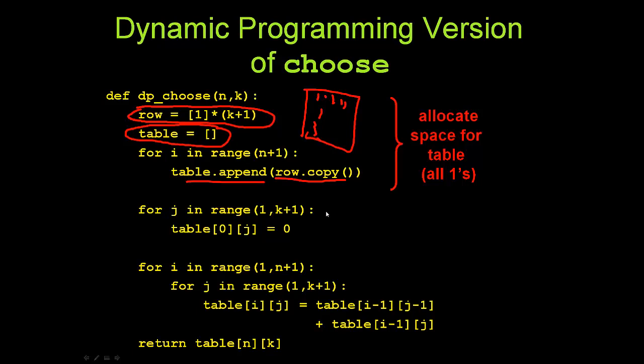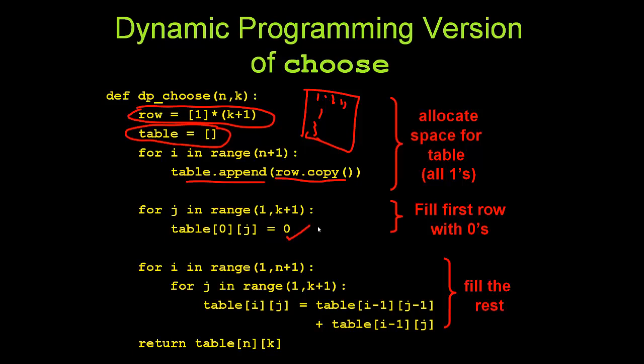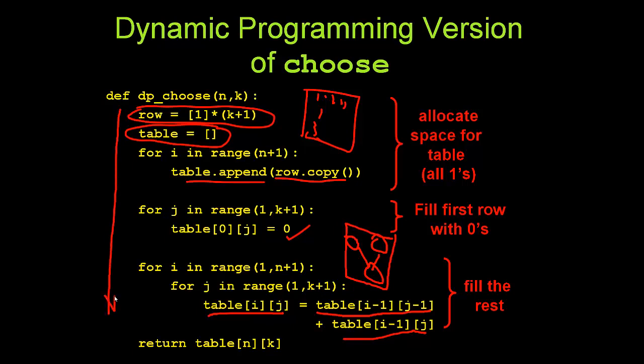Now, we know that the first row is all zeros, so we fill the first row of the table with all zeros. Subsequently, the rest of the rows are filled by adding, remember, these two entries. You add them together, you get the third entry down here. So basically, table[i][j] is table[i-1][j-1] plus table[i-1][j]. This is the way you fill the table. And at the end of the whole thing, you return the entry n, k. This is the answer you return.